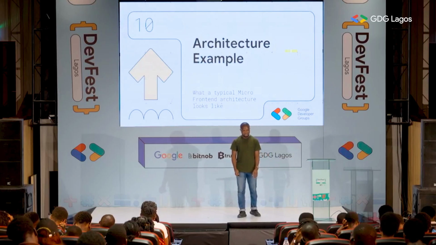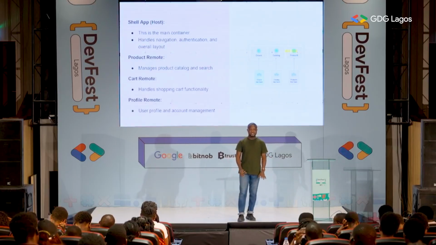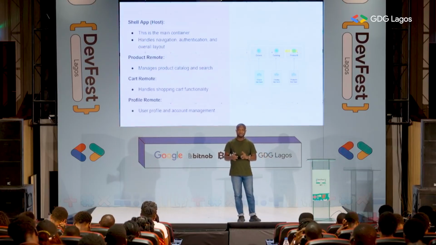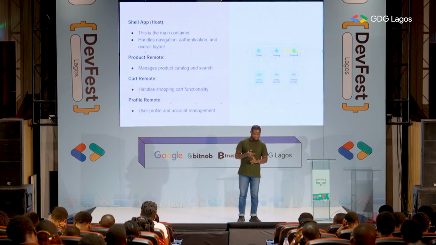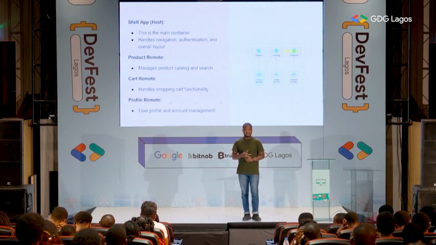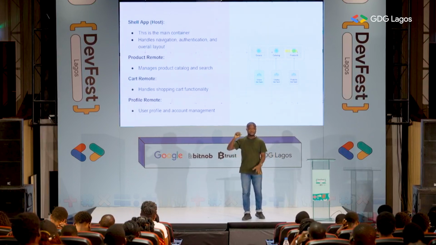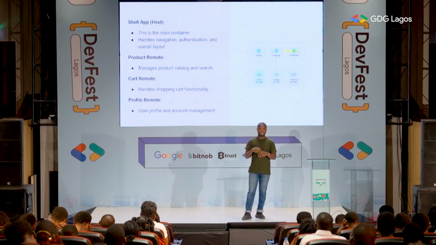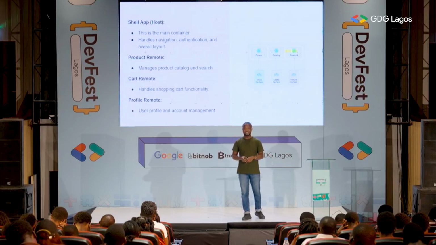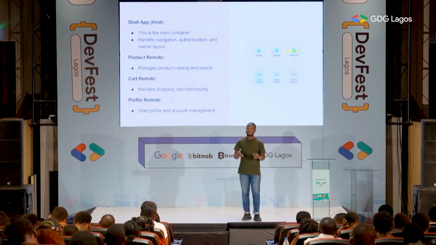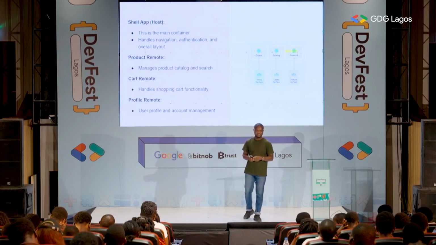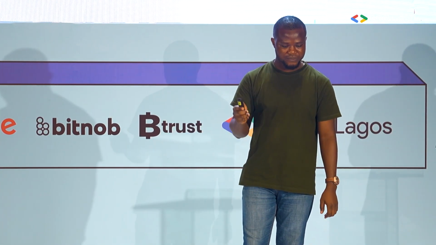Architecture example. So what does a micro frontend architecture look like? This is still referring to what we've talked about. We have the shell, and we have the remotes. Remotes are all the different modules. I'm trying to reiterate what I've said before so that at least something sticks by the time you get home and try to do this thing. So remotes are different modules: products, cards, profile.